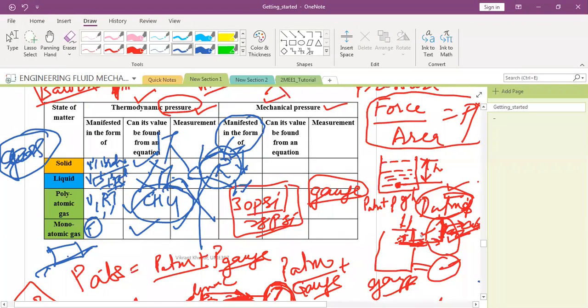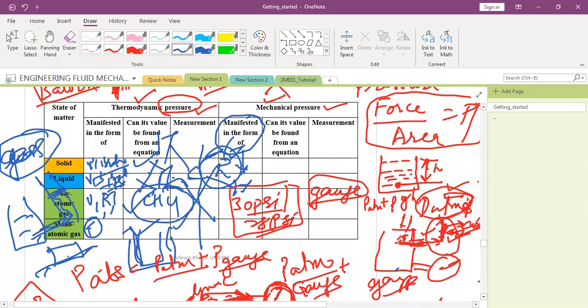What about liquids? You have barometers, that is the tubes in which some mercury or some other fluid is filled. Like you measure pressure in the case of a glass filled with water, you put a tube here, and whatever is the rise, you say that is the mechanical pressure. Likewise, you have for gases as well.